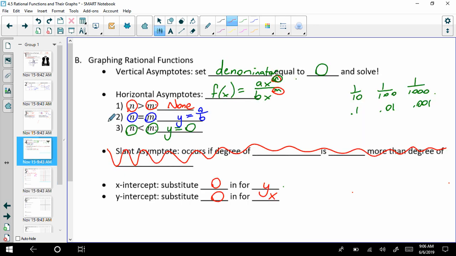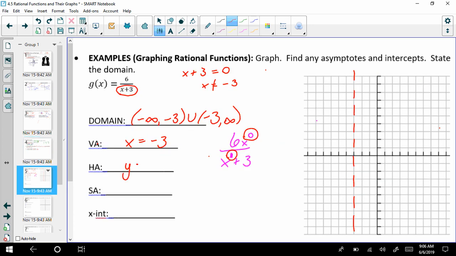If I look at my 3 horizontal rules, if it was bigger on the bottom, so that's rule number 3, so n, the number up top, is smaller than the one on the bottom, that means the horizontal asymptote is y equals 0. Let's go ahead and graph that. So a horizontal line going right through 0. Okay, we're not going to worry about the slant asymptote.